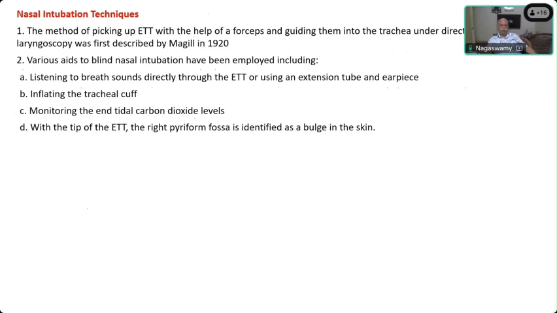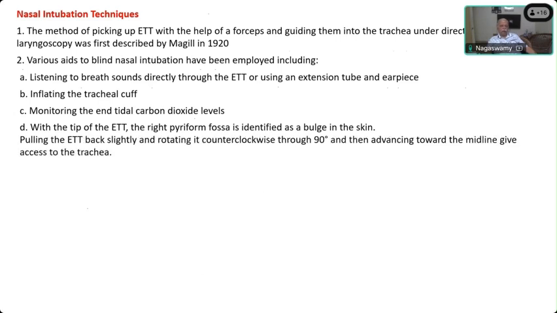And with the tip in the pyriform fossa, supposing it goes towards the right or left of the vocal cords, then there is a small recess called the pyriform fossa, and there you can see a bulge in the skin, because the tube will come and push that pyriform fossa. You can observe a small bulge in the skin, and then you can withdraw the tube, rotate it 90 degrees, and advance to the midline.